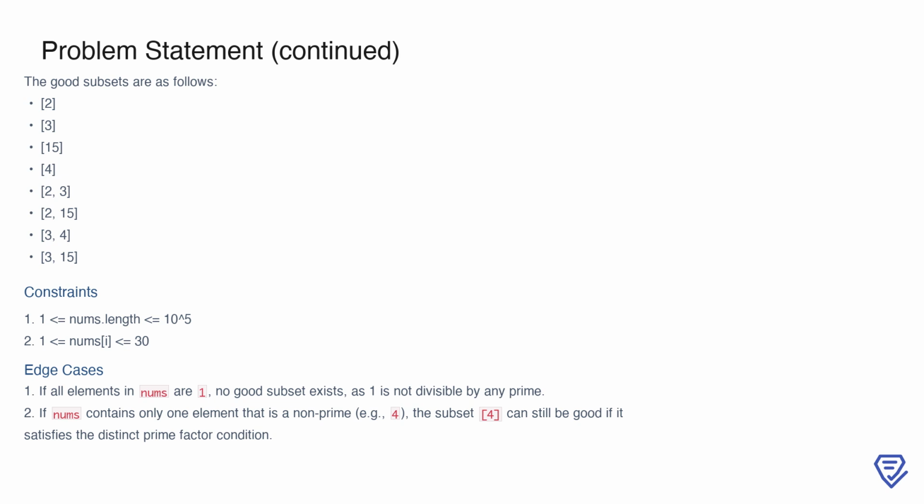For instance, the subset 15 is good because the product 15 is divisible by the distinct primes 3 and 5. Similarly, 3, 15 is good because the product 45 involves the distinct primes 3 and 5. This example highlights the importance of checking each subset's product to ensure it satisfies the distinct prime factor condition. Additionally, the inclusion of numbers like 15 demonstrates how larger numbers in the array can contribute to forming good subsets.